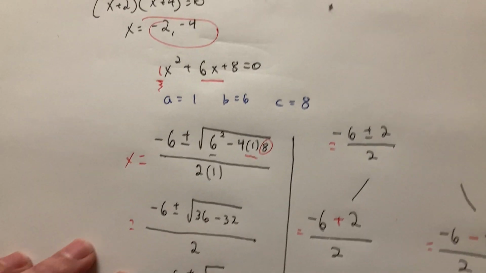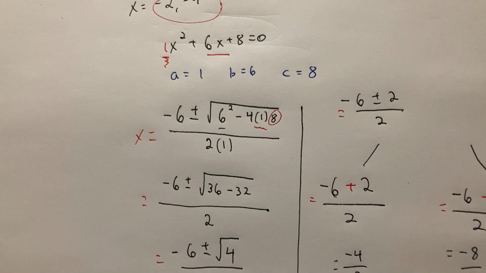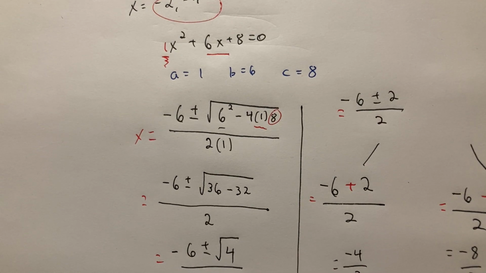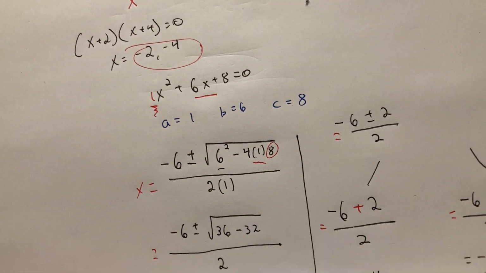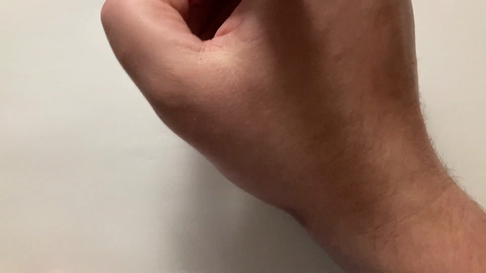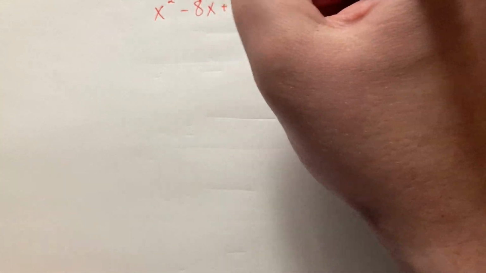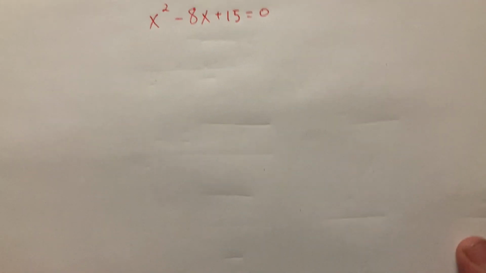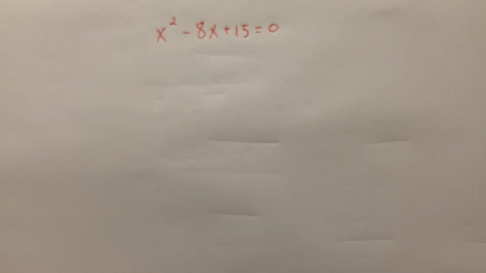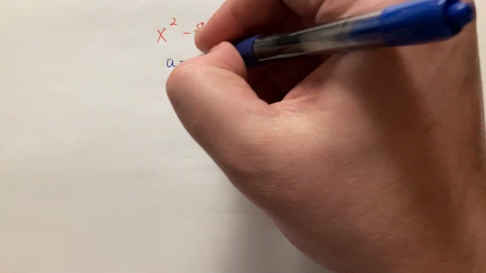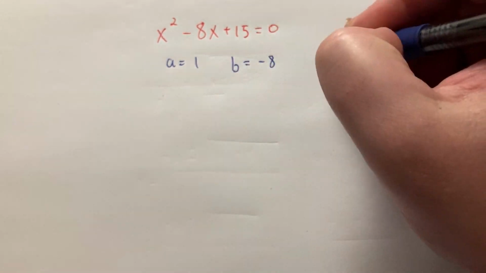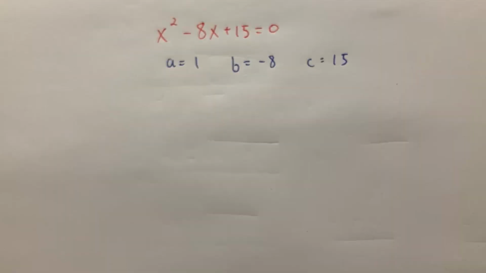Now, what's nice about the quadratic formula in general is that we can use it no matter what equation we're trying to solve. I'm just going to write a random one. Let's actually write another one. And right away, before I even think about this, I'm just going to write out my variables. a equals 1, b equals -8. Ooh, negative number. c equals 15.